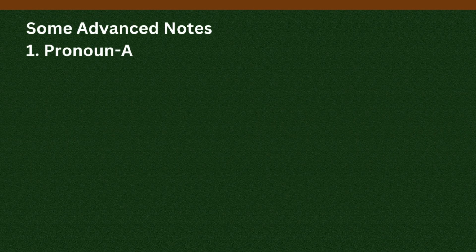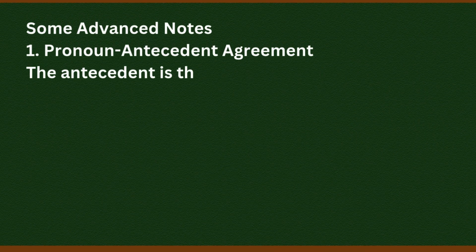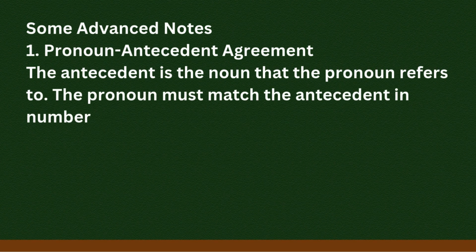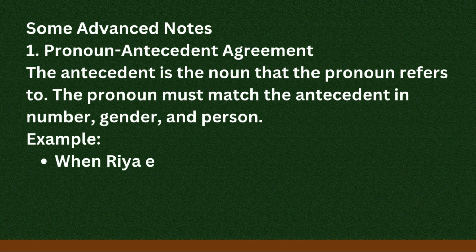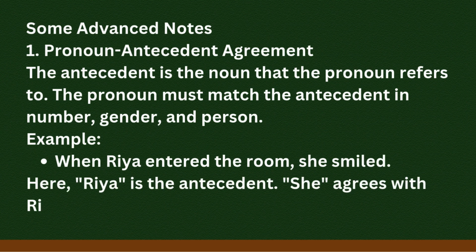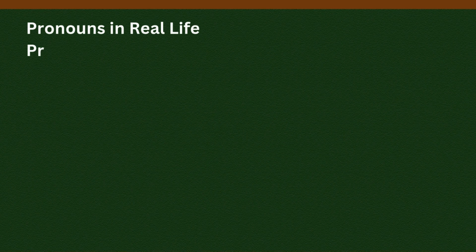Some advanced notes. 1. Pronoun antecedent agreement. The antecedent is the noun that the pronoun refers to. The pronoun must match the antecedent in number, gender, and person. Ria is the antecedent of the sentence. She agrees with Ria.